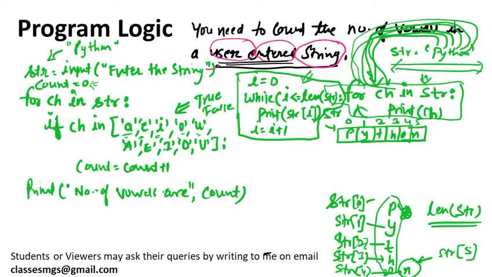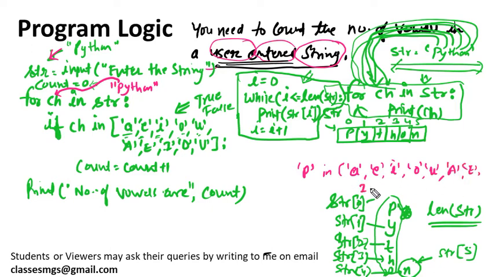Because let's suppose now we dry run this, let's suppose user has entered the string Python, then this Python will come like this. First time the p character will come in this ch variable, then we will check p in this list of a, e, i, o, u, then capital A, E, I, O, U. Whether this p character is in the list, no, then it will return false, and if it returns false, then this line will not be executed, because this line is inside this if. So our loop will continue.